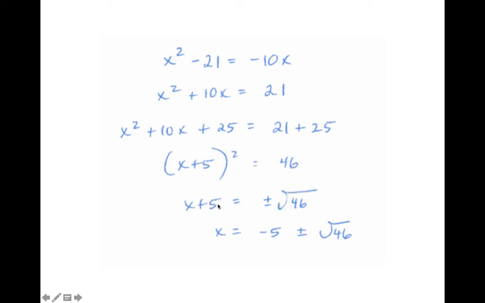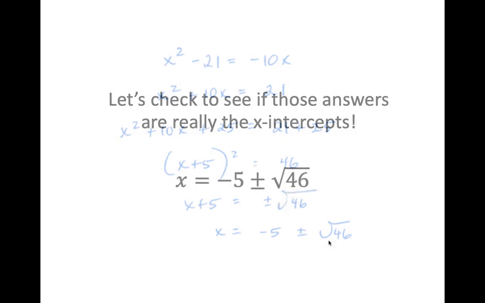Now I'm going to square root both sides, plus and minus the square root of 46, move my 5 over, and what I have, voila, are the answers for x: negative 5 plus and minus the square root of 46.